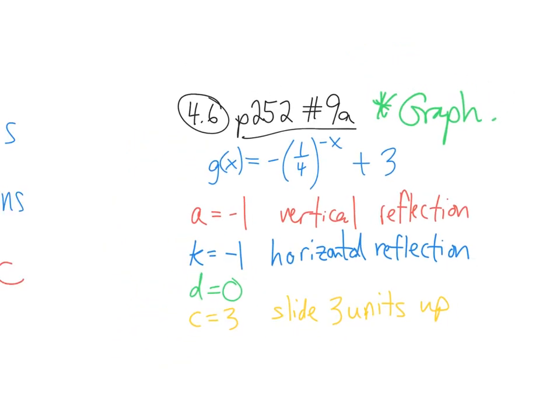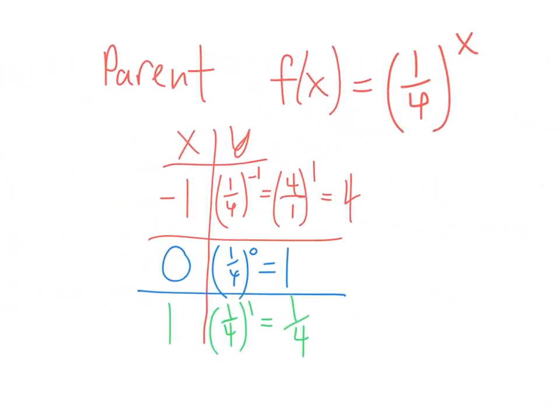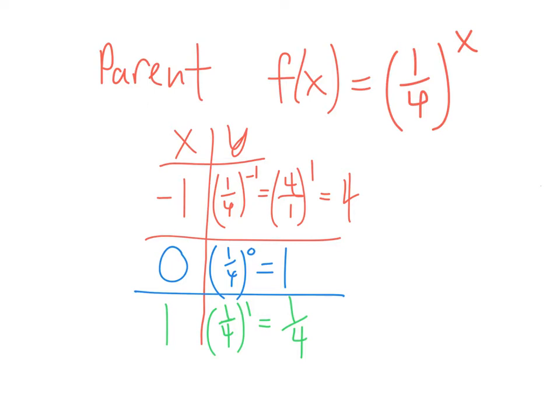Okay, let's next consider the table of values for the parent function. Base 1 quarter to the exponent x, and when we sub in negative 1 for x, it equals a value of 4. The negative exponent causes the base to reciprocate and turns the negative exponent into a positive, from an earlier lesson on negative exponents, and the value is 4. When the exponent's 0, the value is 1, and when the exponent's positive 1, the value is 1 quarter.